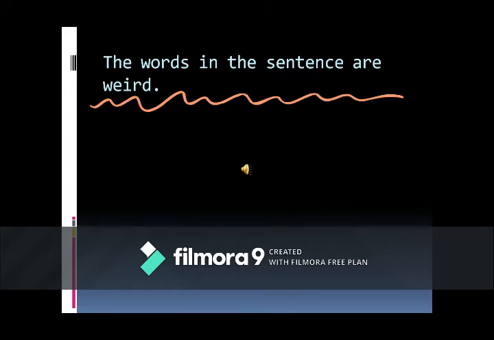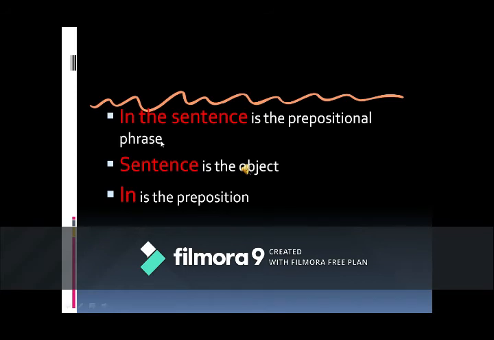Yes, sure. It can be in the middle, and it can also be at the beginning of the sentence. Okay? So "in the sentence" is the prepositional phrase. "In" is the preposition, and the object is "sentence," the noun that follows the preposition. Okay, so here is the answer: "in the sentence" is the prepositional phrase, "sentence" is the object, and "in" is the preposition.